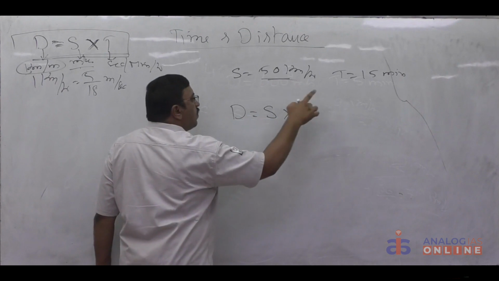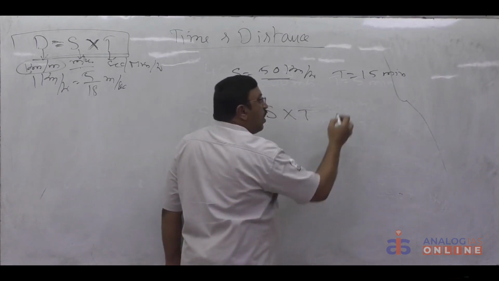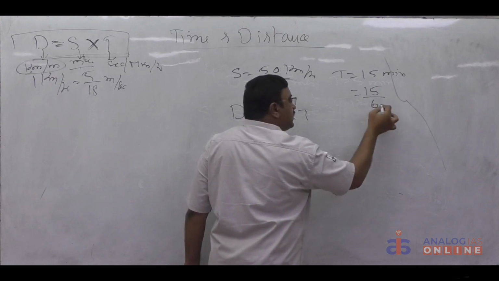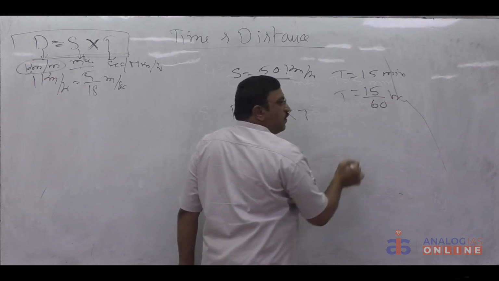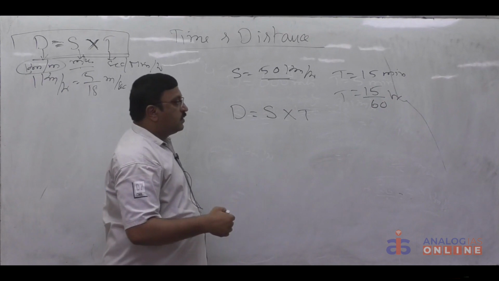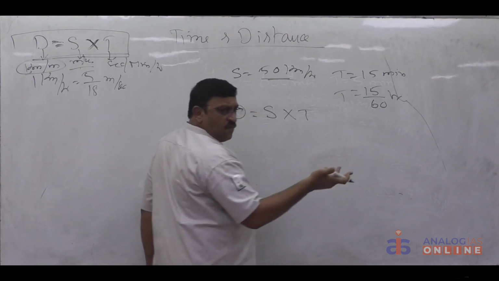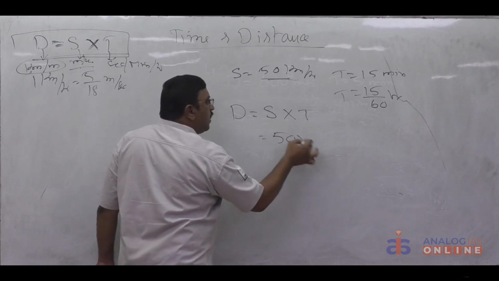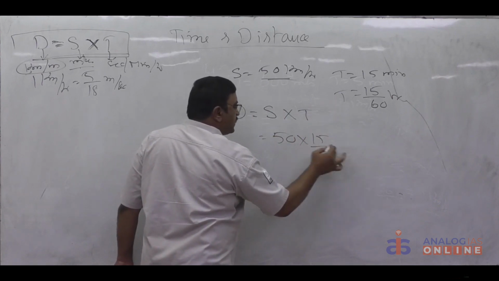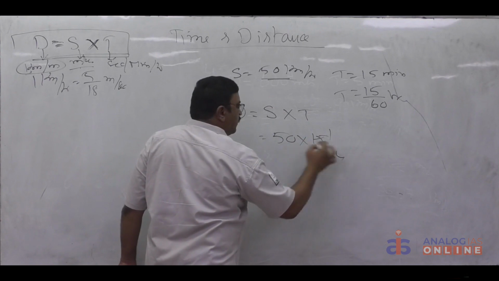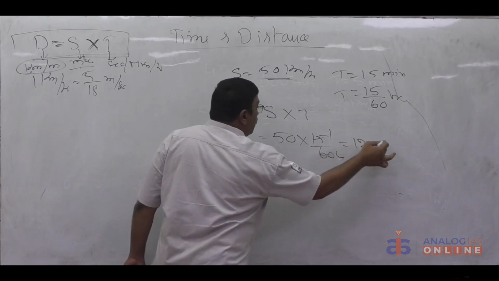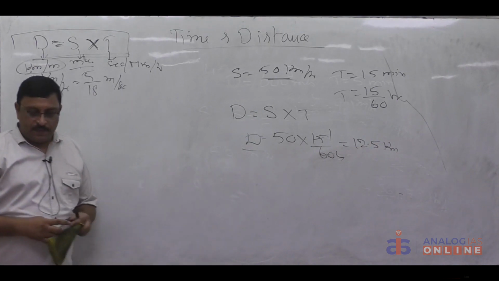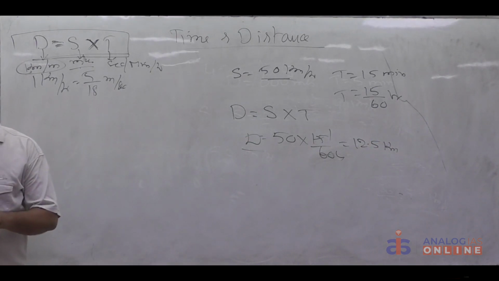Speed is in kilometer per hour, but this is in 15 minutes. How to convert 15 minutes into hours? 15 by 60 hours. So it is 1/4 hour. Is it not 1/4 hour? So speed is 50 and time is 15 by 60, which is nothing but 50 by 4. That is 12.5 kilometers. What is that one? Distance. Basic.